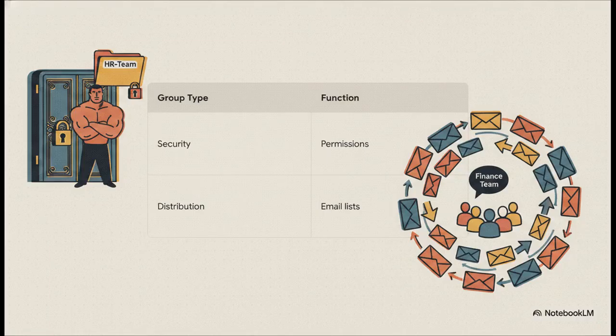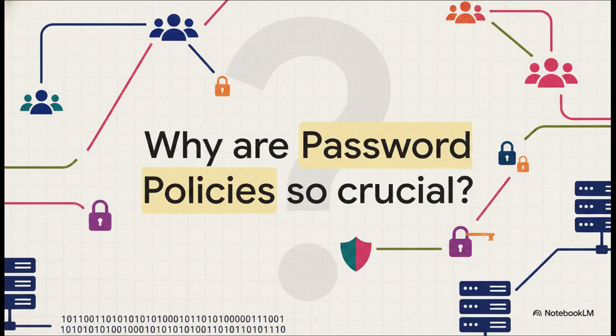There are two main types of groups you're going to use. Security groups are essentially your digital bouncers. They manage resource and folder permissions. If there's a highly confidential HR shared folder, you assign access to the HR team security group, and literally only those members get in. On the flip side, distribution groups are purely for communication. They manage email distribution lists, so you can easily email the whole finance team at once without typing out 30 different addresses. So we have our users and we have our groups.